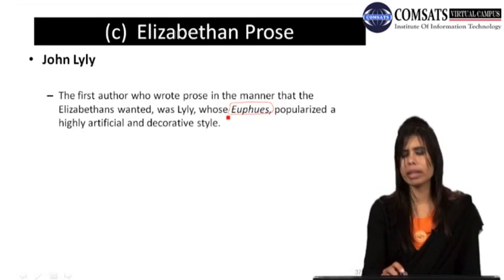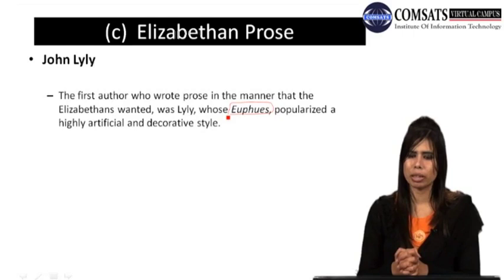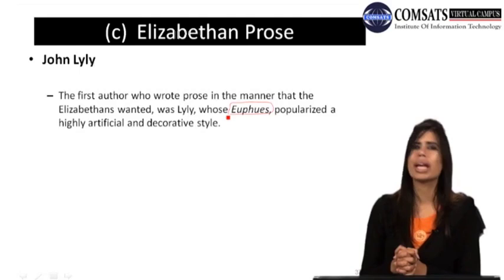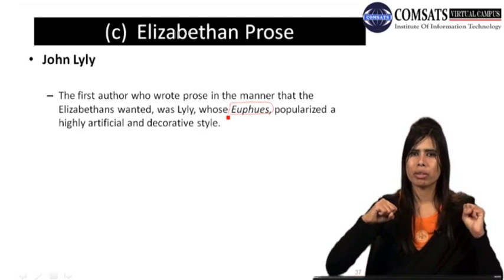Euphues, fine. So here, my dear students, you can see that he was the first prose writer in the Elizabethan period, and he wrote according to the manners or the expectations of the Elizabethans as well. And it was popular, why? Because of his decorative style, the way he used the language, he got popularity all over the world.